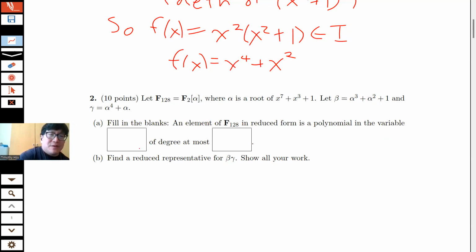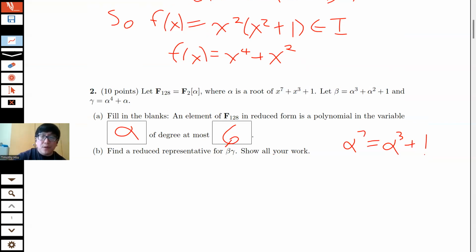So I think I would accept x, but alpha is a better answer, of degree at most 6, because as we'll see in a minute, the point of having alpha to the seventh equals alpha cubed plus 1 is that it can reduce any polynomial of degree 7 or higher to something of lower degree, and so you eventually get something of degree 6 or lower. All right, so find a reduced representative for beta gamma.